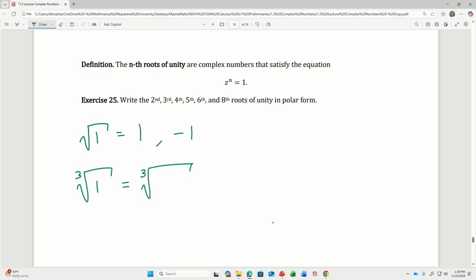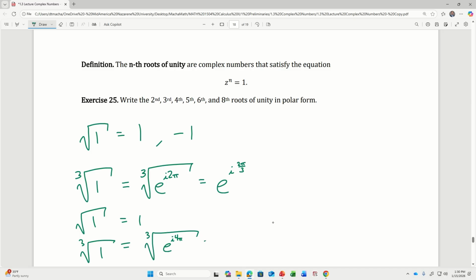So what's the cube root of 1? That's like saying the cube root of e to the power 2 pi i, which is e to the power i 2 pi over 3. And that's not the only one either. There's actually 3 roots. So positive 1 is also a root. And there's also another cube root, that would be the cube root of e to the power i 4 pi, which would give me e to the power i 4 pi over 3.